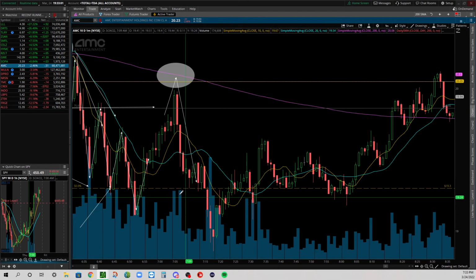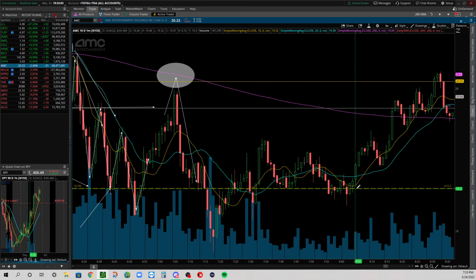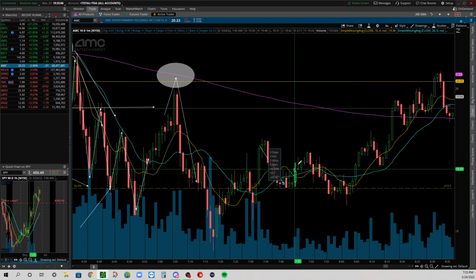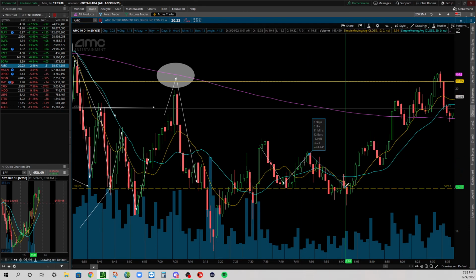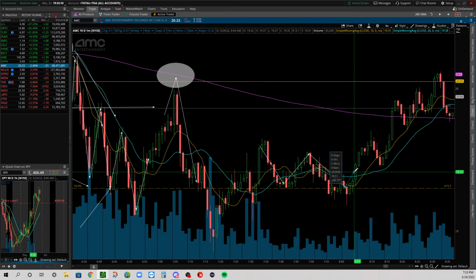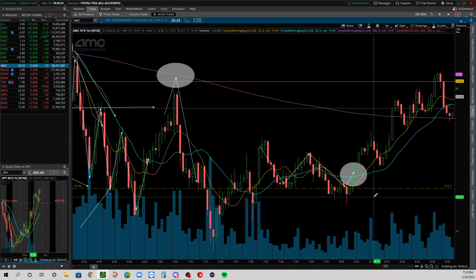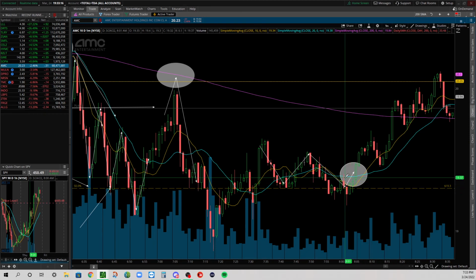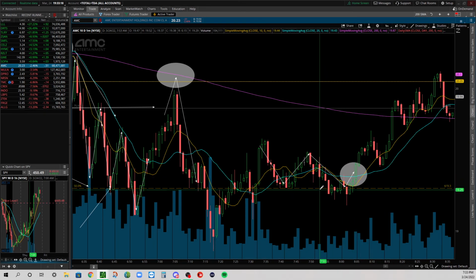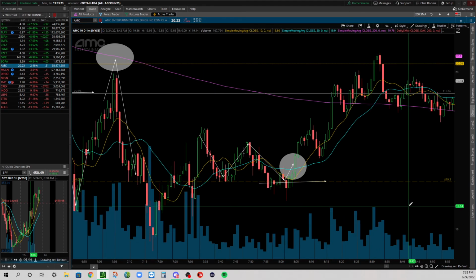Look at this. Look how well it guides that level, using it as a support area. Okay. And then once it got above again, right here, you can see now you have triple layers again. You have the 10, the 20, and the quadrant line acting as your support.